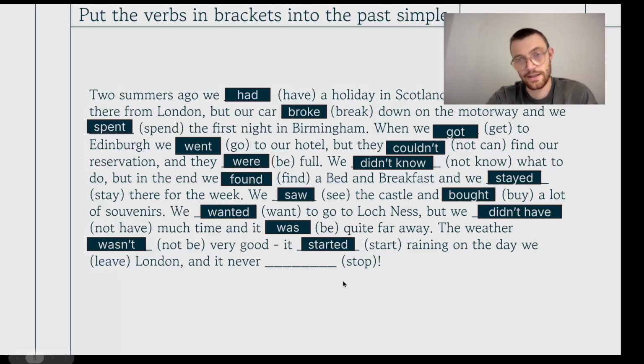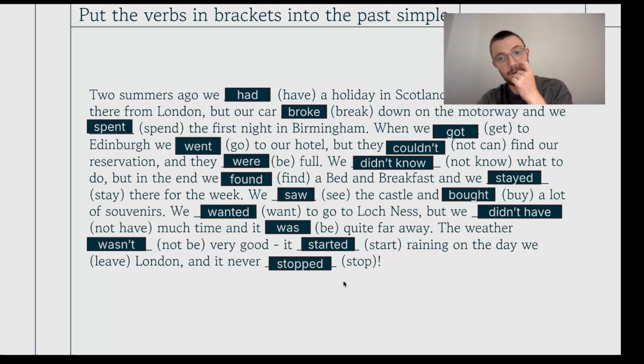I don't know why there isn't a thing there. There should be the word left before London, and it never stopped. Now, I think this is quite a typical holiday in Scotland, dealing with the rain. I've been on holiday to Edinburgh, and it did rain quite a lot. It's a very beautiful city, though. I would recommend it. I hope you managed to get most of those correct without me telling you.